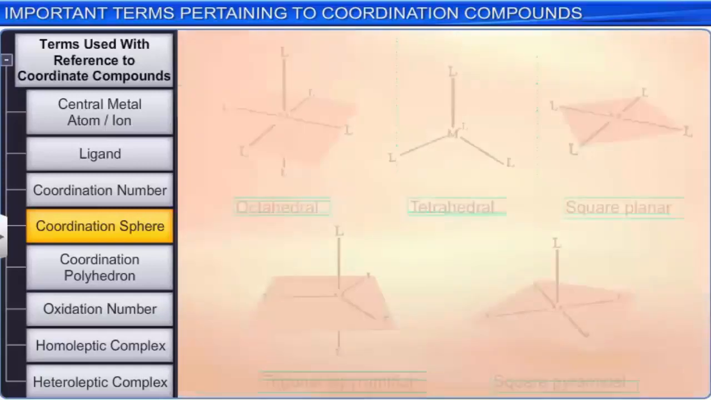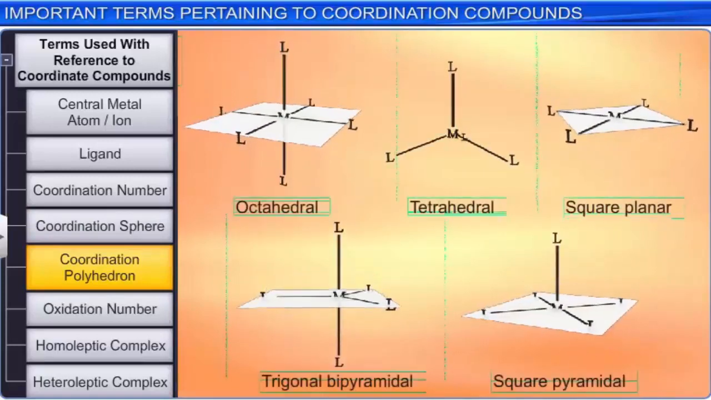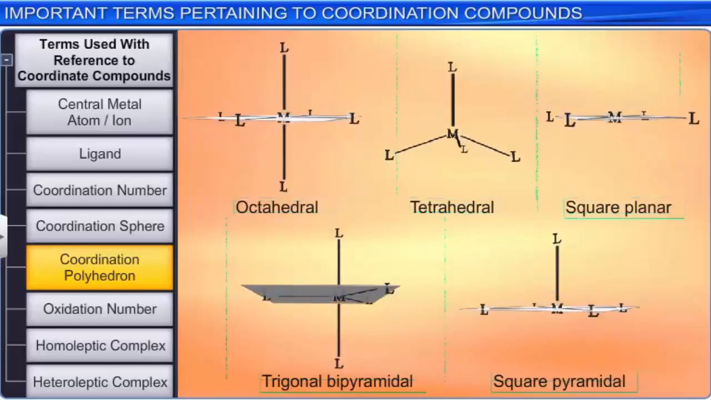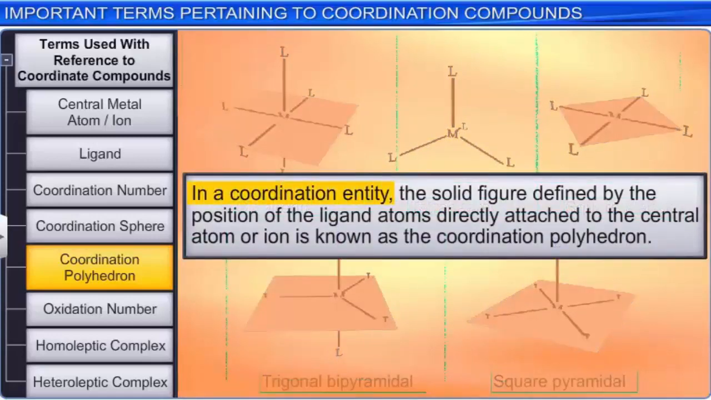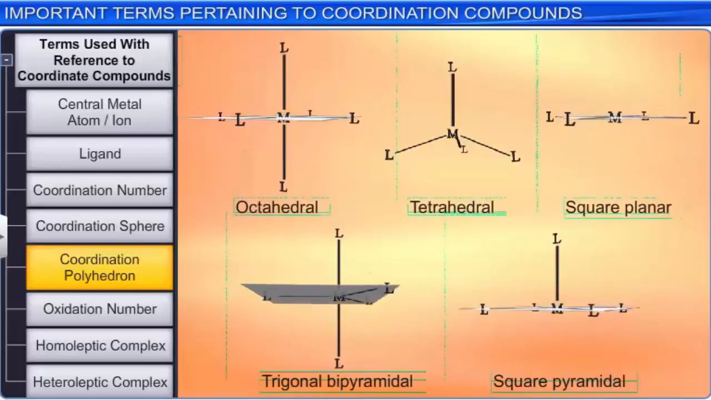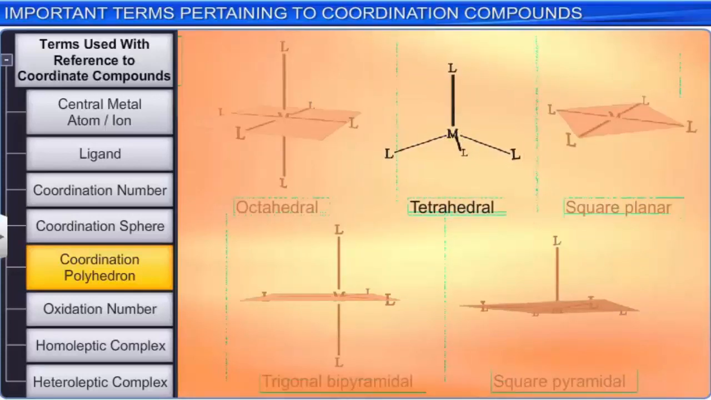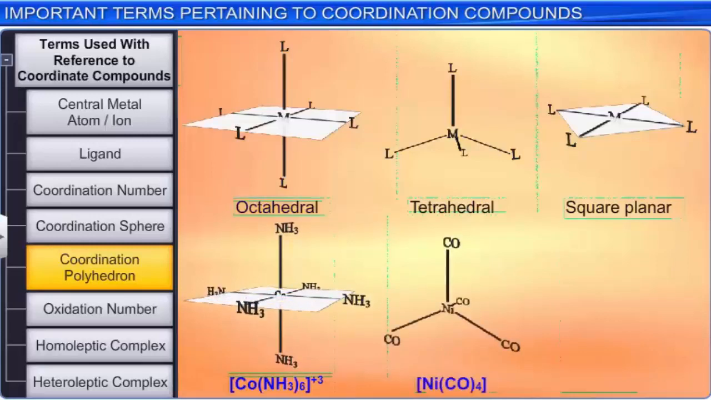Coordination polyhedron is another term we use in coordination chemistry. In a coordination sphere or entity, the ligands are attached to the central metal ion in such a way that it gives a definite geometry to the complex. Thus, the solid figure defined by the position of the ligand atoms directly attached to the central atom or ion is known as the coordination polyhedron. The most common coordination polyhedra are octahedral, square planar, and tetrahedral. For example, [Co(NH3)6]3+ is octahedral, [Ni(CO)4] is tetrahedral, while [PtCl4]2- is square planar.